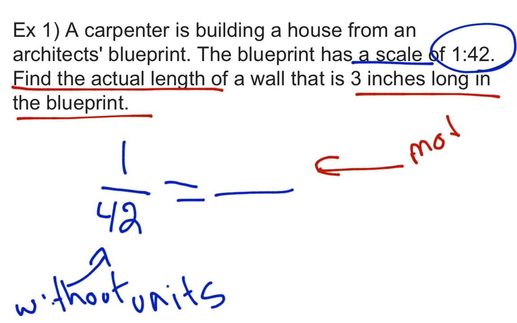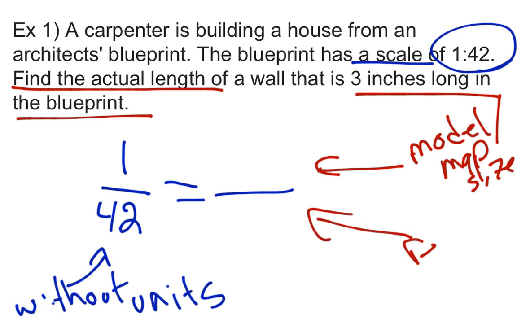It's the model/map size. It is not the real size. And then the denominator is always going to be the real life size. And if you can keep that straight, then plugging in your numbers becomes really easy.